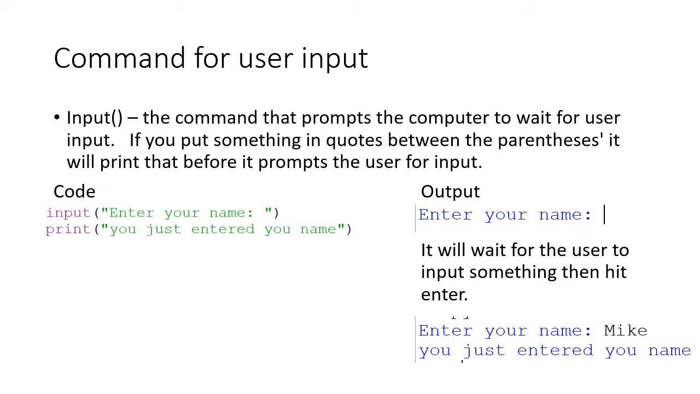Alright, so user input. For user input, you use the input command: input, parentheses, and whatever's in those parentheses you want to put in quotes. Whatever's in those parentheses will print off, and then the computer will wait for the user to input something and hit enter. In this case, we're going to say enter your name. The screen is going to print off enter your name, and there's going to be a little cursor next to it. You can type something in, and once you hit enter, it will continue with the code. I typed in Mike here. It says you just entered your name.